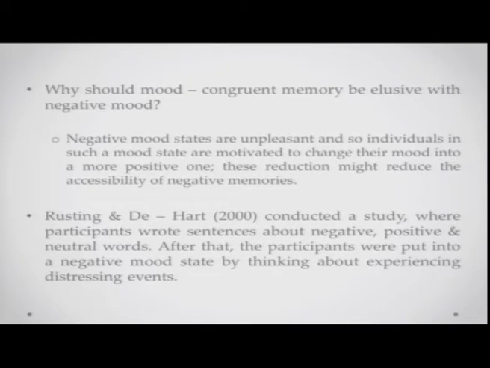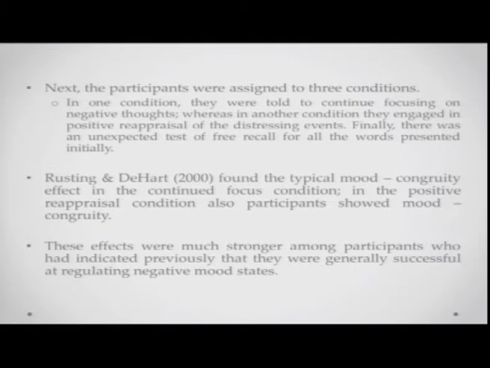Rusting and DeHart, in 2000, conducted a study where participants wrote sentences about negative, positive, and neutral words. They were given a list of words, some negative, some positive, some neutral, and were asked to make sentences out of them. After that, participants were put into a negative mood state by thinking about experiencing distressing events. They were asked to think about whatever bad has happened in their life, just think about it for a while.